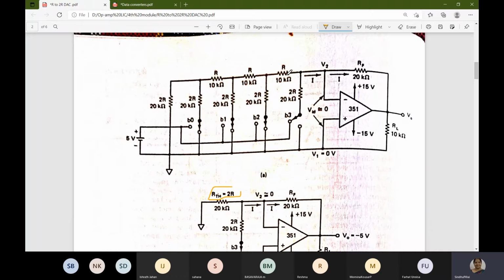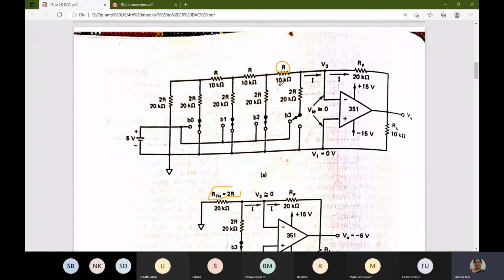So you can see it has R resistor. If you take the values, now they have taken R as 10 kilo ohm. So 2R will be 20 kilo ohm. You can take R as 5 kilo ohm also. If you take R as 5 kilo ohm, then 2R will be 10 kilo ohm.